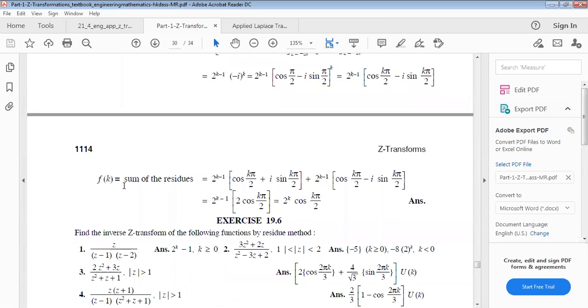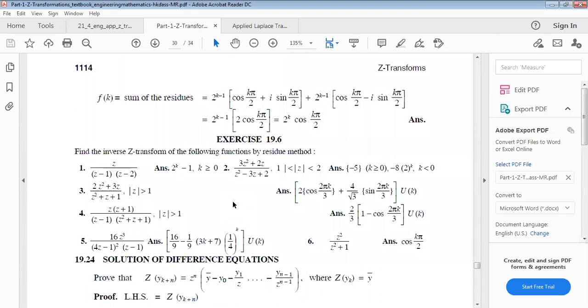For f of k, the sum of the residues is just taking the addition. Minus and plus will cancel, that means the sin terms will be cancelled, and only twice cos remains. This 2 will make only a single 2 to the power k. I hope everybody can do this.